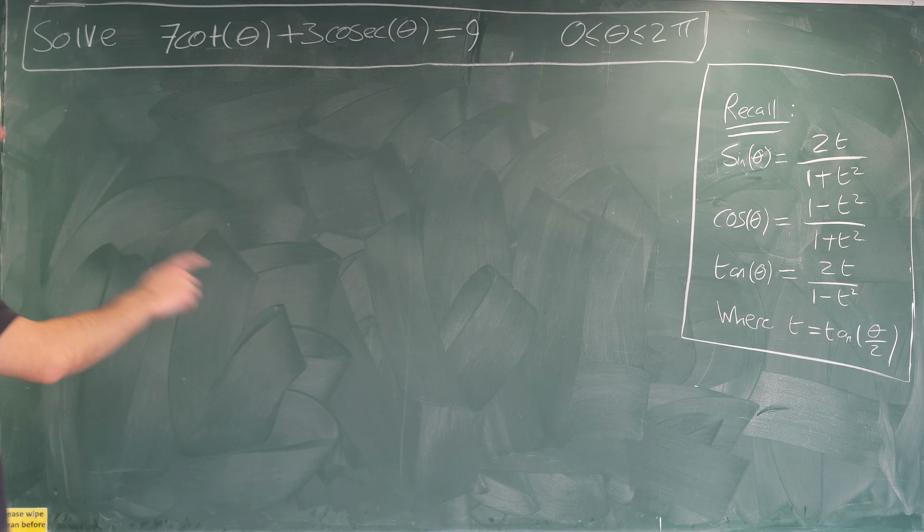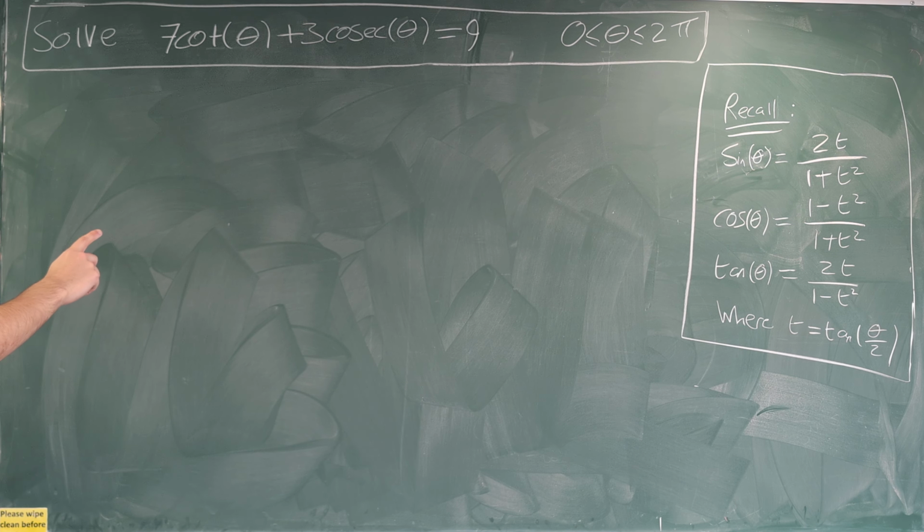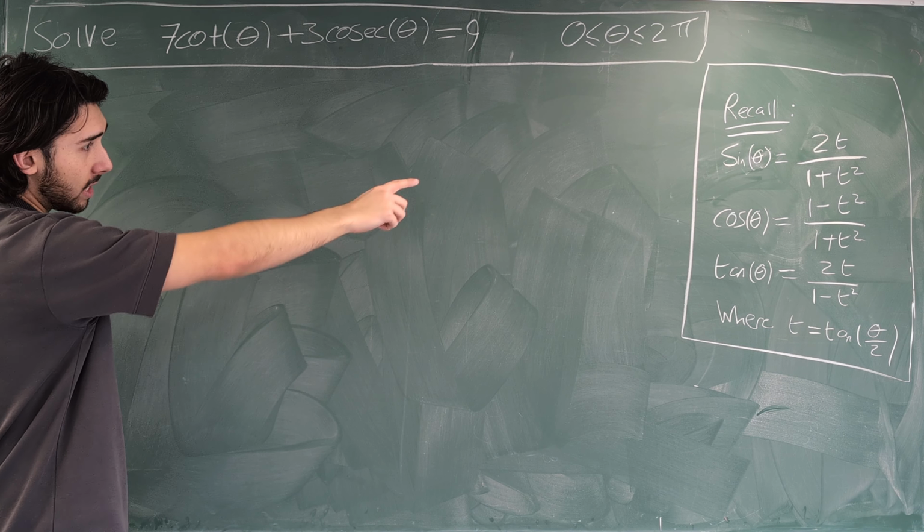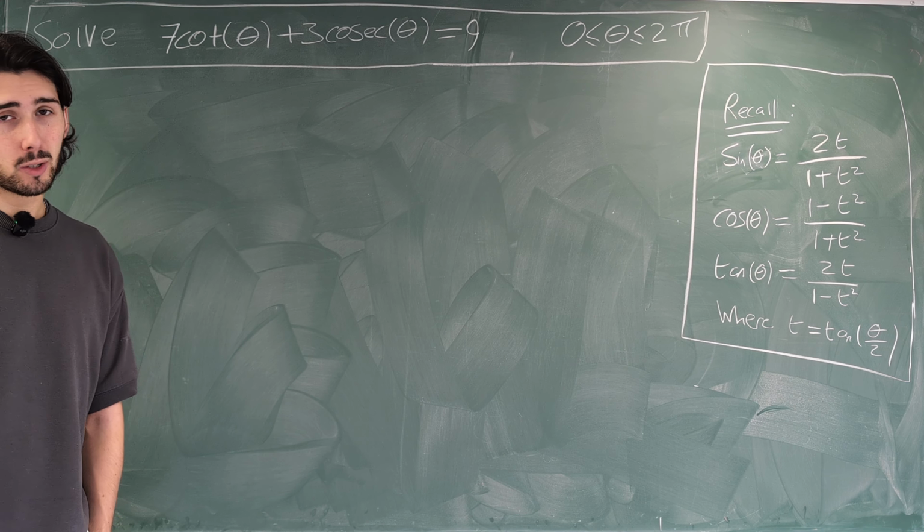In this video we're looking at the t-formulae, the tangent half angle formulae, and we're trying to solve this trig equation for values of theta between 0 and 2 pi. These are the t-formulae or the tangent half angle formulae.